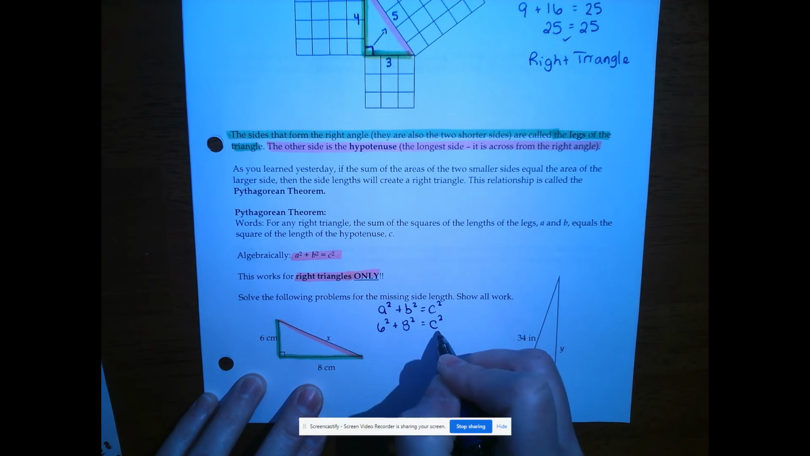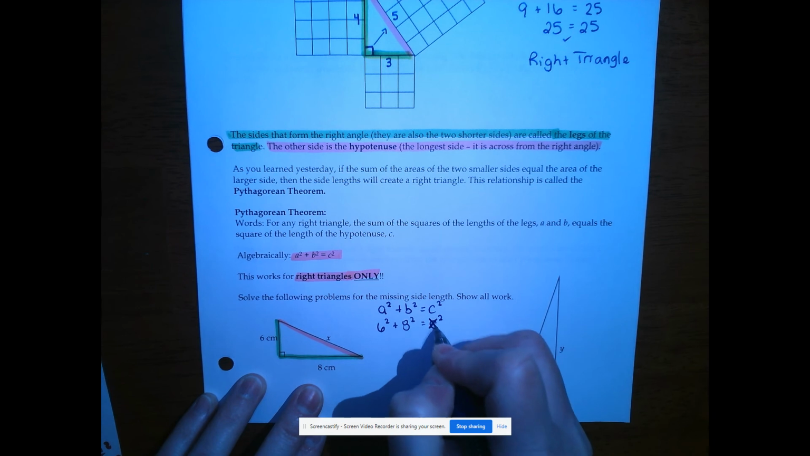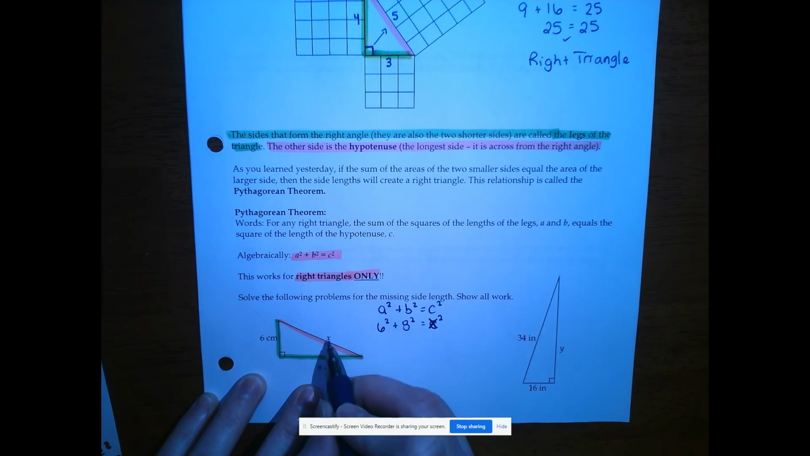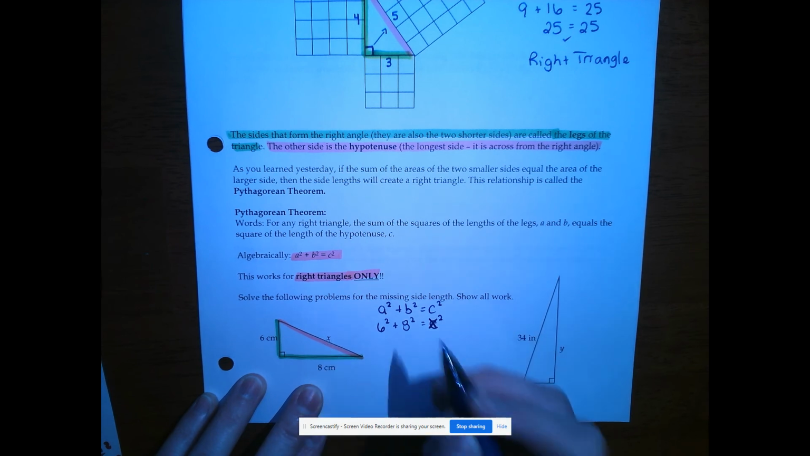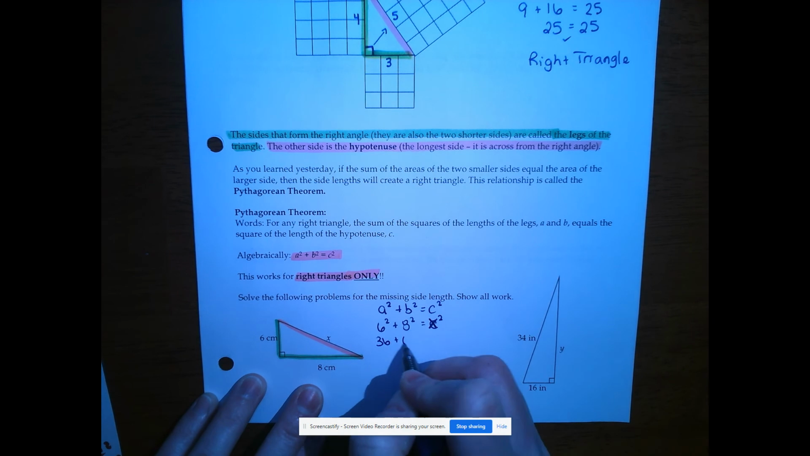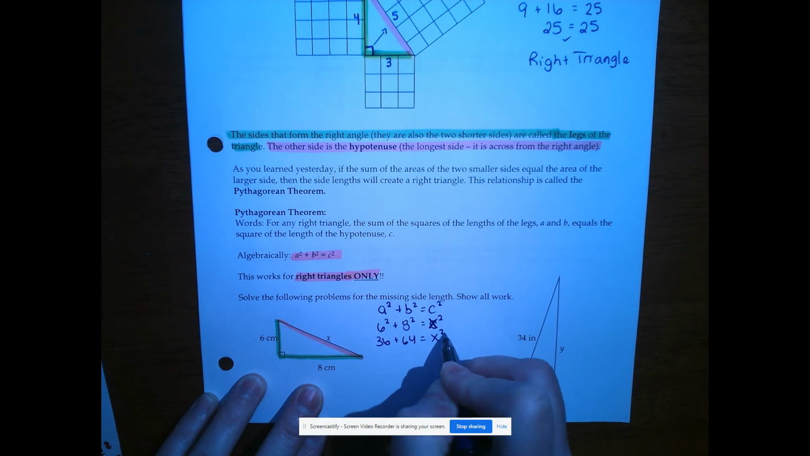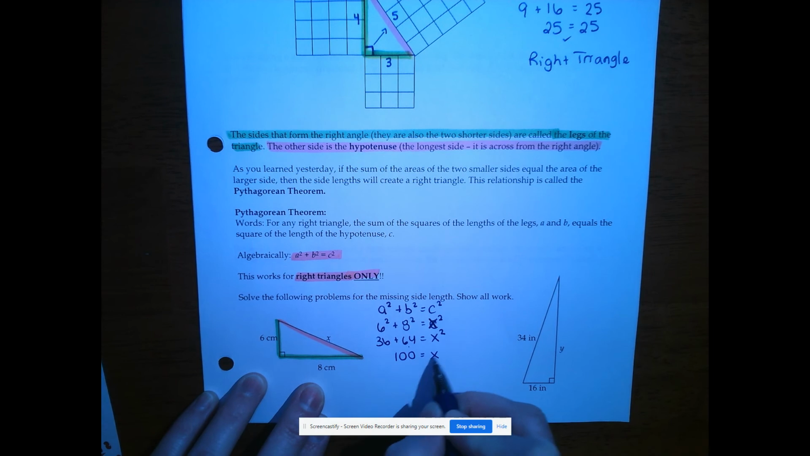And here at the end, you'll notice I still have c squared. Some people will also switch that to x squared. Since x was used on the triangle itself, they both will work. 36 plus 64 equals x squared. Well, what is 36 plus 64? It is 100 equals x squared.